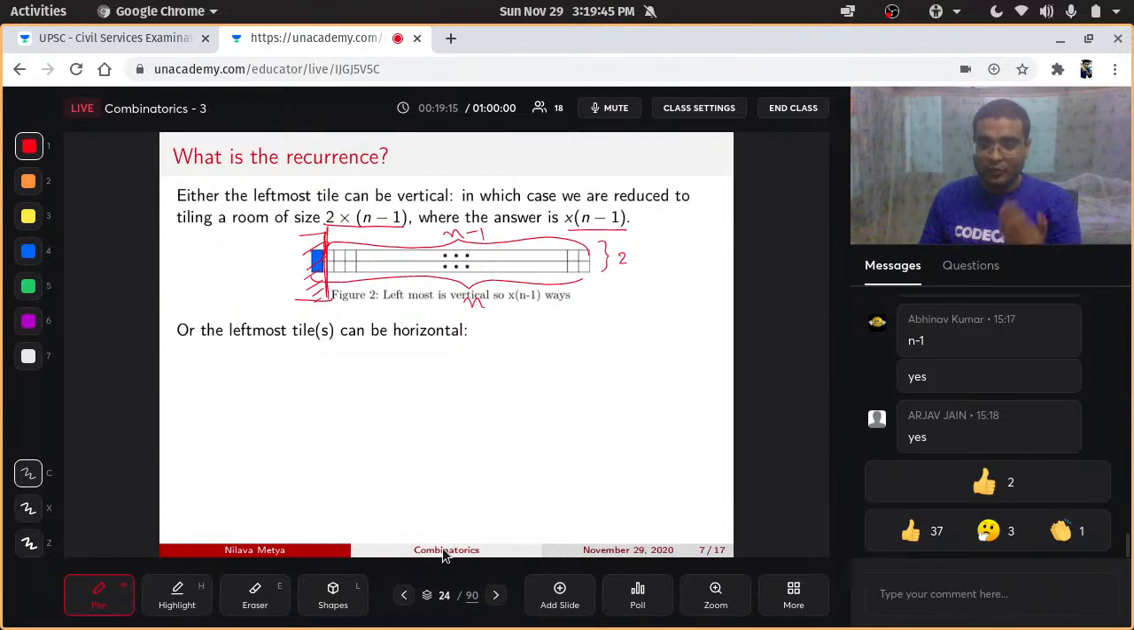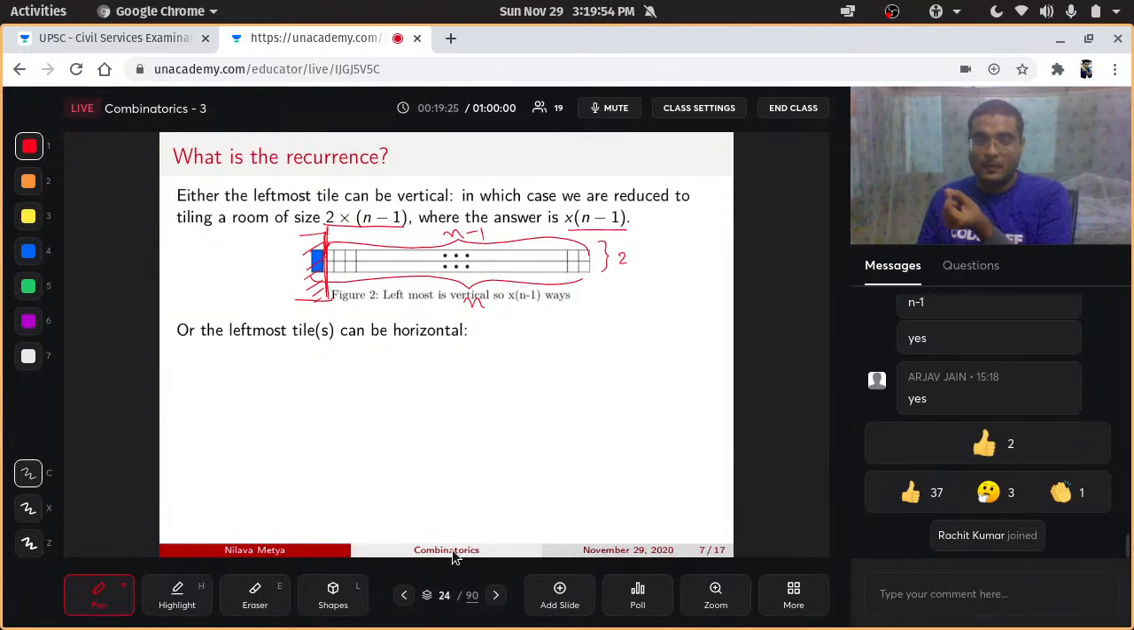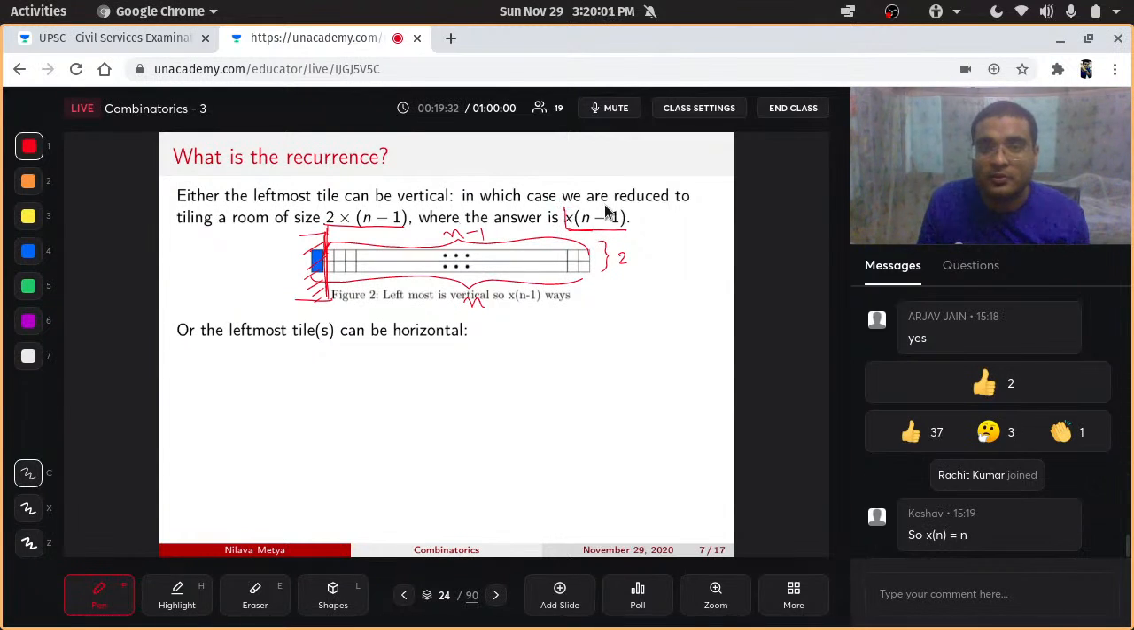And by definition, I have told you that if the room is of size, say, m, then the answer is xm. Over here, m is what? n minus 1. Okay, so this part corresponds to this. No, xn is not n. I am saying that xn is the number of ways to tile the room. Okay, so these are the two cases. Either it is vertical or it is horizontal, right?